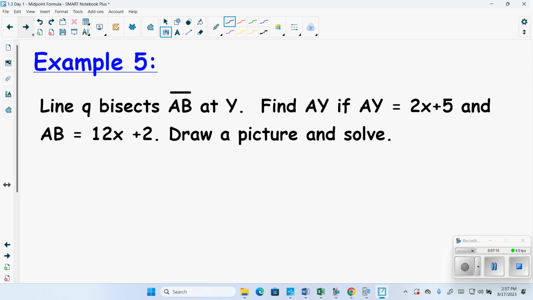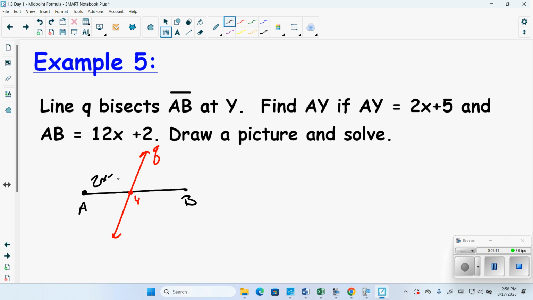Now they want me to draw my own picture. Line Q bisects AB at Y. So I'm going to draw AB. There's segment AB. And then I'm going to draw in line Q. And it's bisecting at Y. Once I have the picture drawn, now it's about labeling the picture.